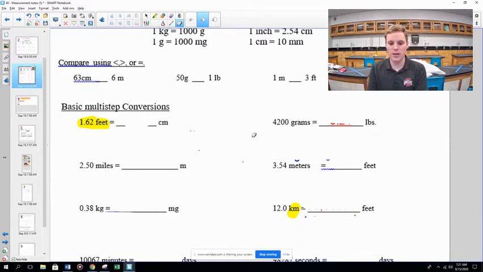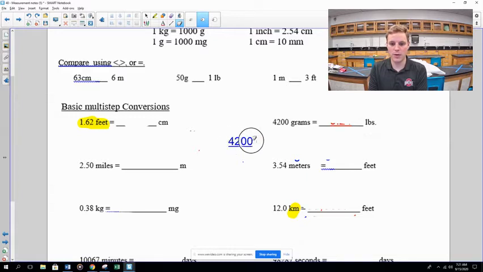Well, as always, I want to start by writing my original value over 1. So 4,200 grams over 1. Now, what do I need to use next? Well, I don't want grams in my final answer. I need to be able to cancel it out. And the only way to do that is if I have grams at the bottom of one of my upcoming conversions. So I know that this has got to be a gram right here.